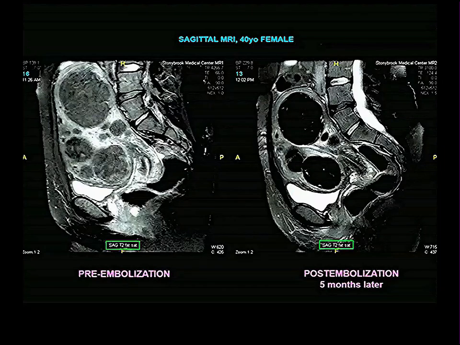And now the fibroids have turned from what looked like healthy tissue before the embolization to what looks like dead tissue after the embolization. So this is a good result, and these things eventually will get smaller and smaller with time if they are truly dead.